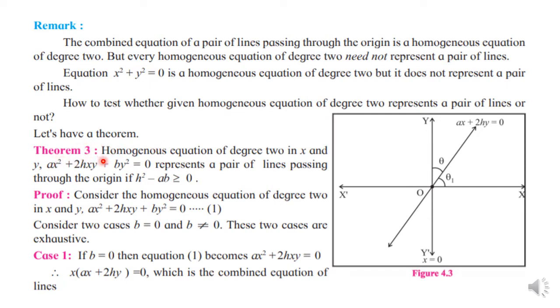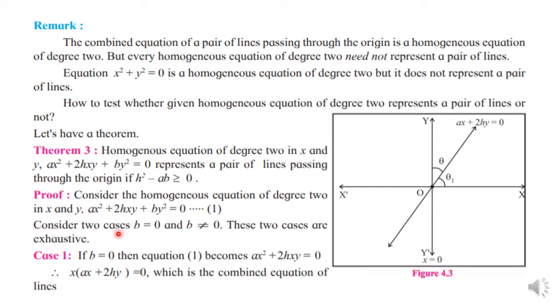For that we learn theorem 3. This theorem states that a homogeneous equation of degree 2 in x and y, which is given by ax square plus 2hxy plus by square is equal to 0, represents a pair of lines passing through the origin if and only if h square minus ab is greater than or equal to 0. So let us see how to prove this. Consider the homogeneous equation of degree 2 in x and y, that is this given equation.